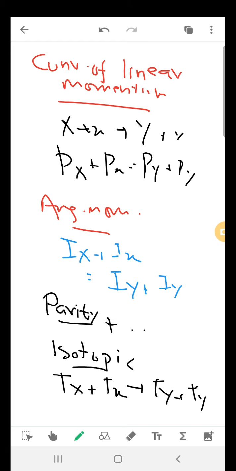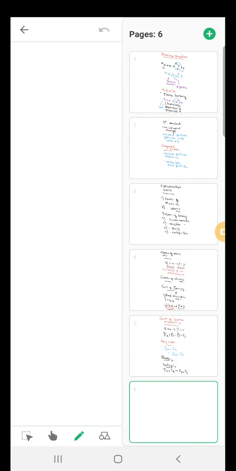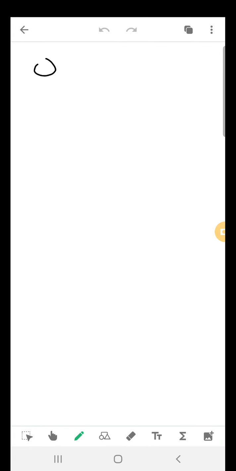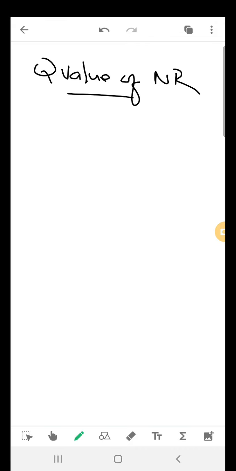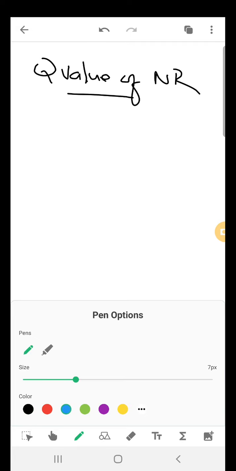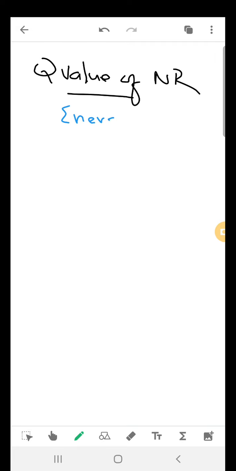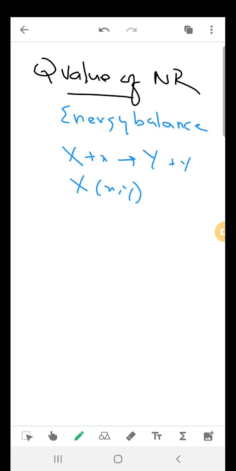Now, apart from these conservation laws, we have something called the Q value of nuclear reaction. So it is actually the energy balance of the nuclear reaction. It represents the energy balance. Now consider again the case of the reaction X plus x giving rise to Y plus y, or X(x,y)Y, whichever way you may represent it.